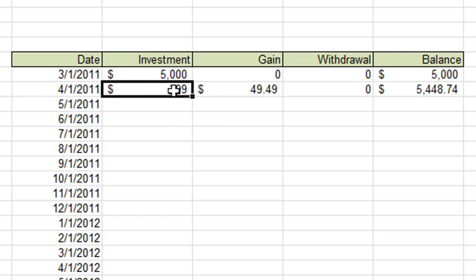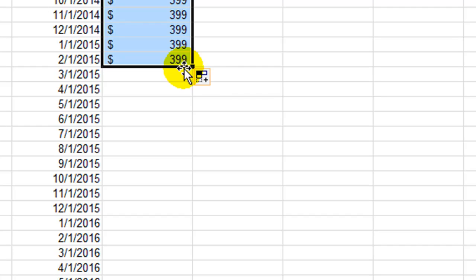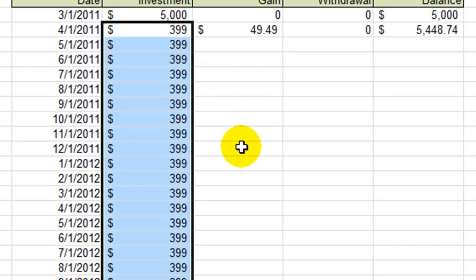Okay, I'm going to take this autofill right here for my second investment, my investment in month 2, and I'm just going to drag this down, and I want to go to about 4 years into the future. Okay, so $399. I'm going to go down to February 1st of 2015. Okay, so I'll just drag that down. There's February 1st, 2015. I've put in those $399s.